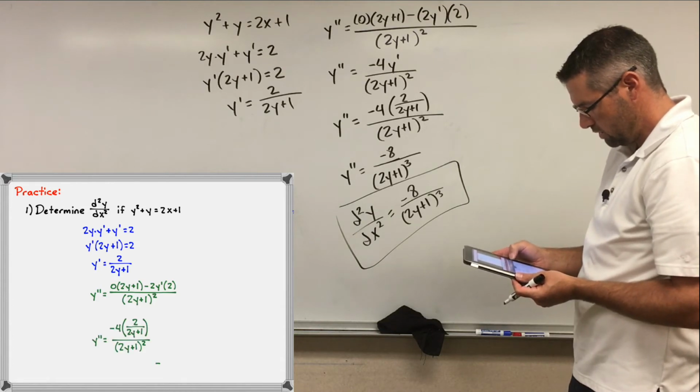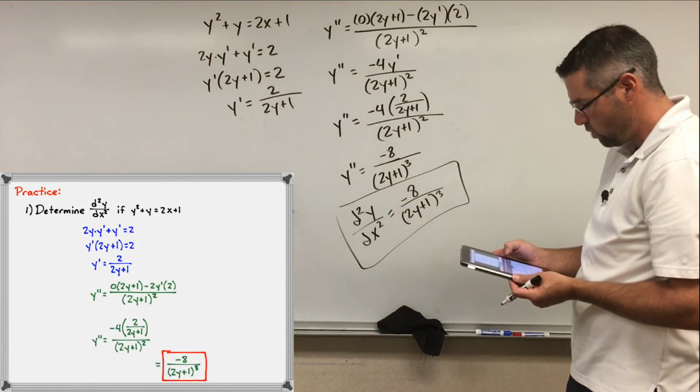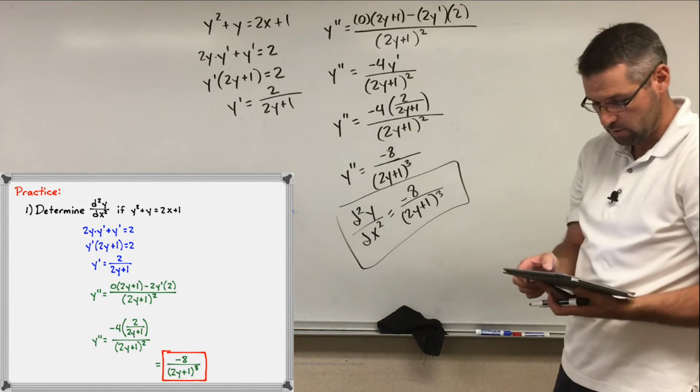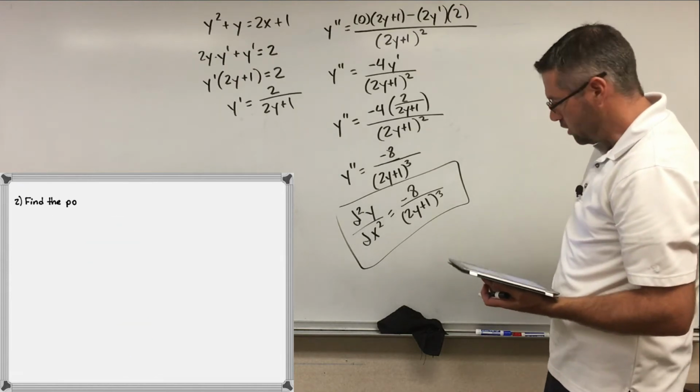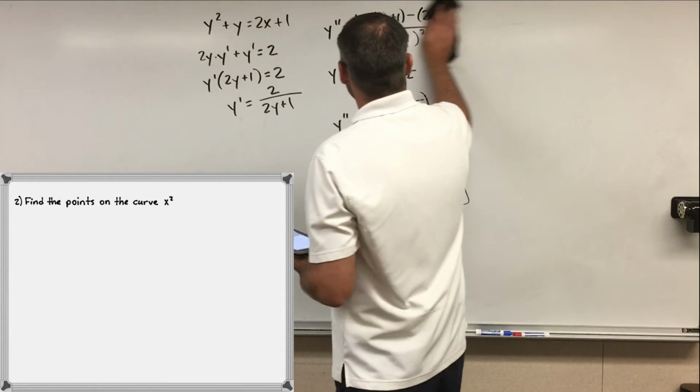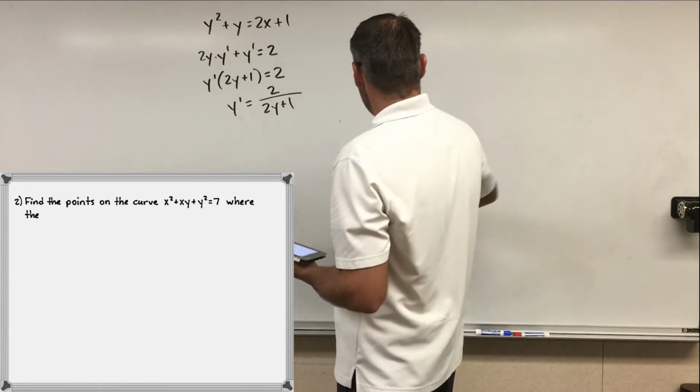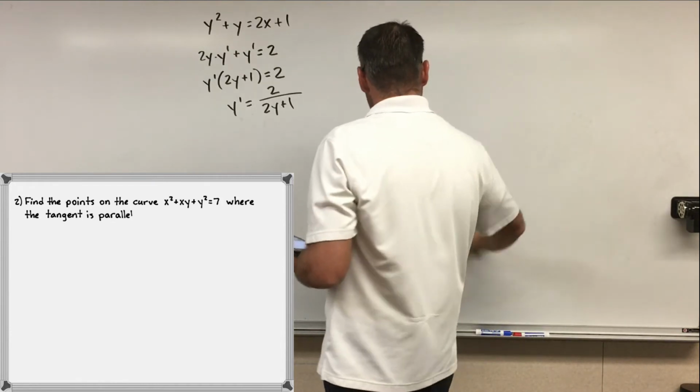All right, let's see how good I am. A negative 8 over 2y plus 1 cubed. Hopefully you got that one right. All right, let's go ahead and take a look at another problem here, another practice problem that I'd like you to see if you can handle, and then come back and compare.